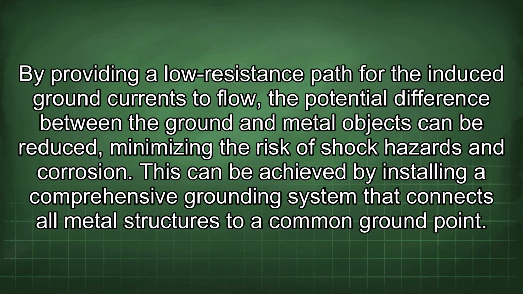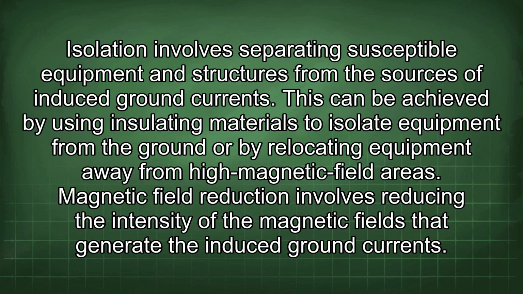Grounding is another important mitigation technique. By providing a low resistance path for the induced ground currents to flow, the potential difference between the ground and metal objects can be reduced, minimizing the risk of shock hazards and corrosion. This can be achieved by installing a comprehensive grounding system that connects all metal structures to a common ground point. Isolation involves separating susceptible equipment and structures from the sources of induced ground currents. This can be achieved by using insulating materials to isolate equipment from the ground or by relocating equipment away from high magnetic field areas.